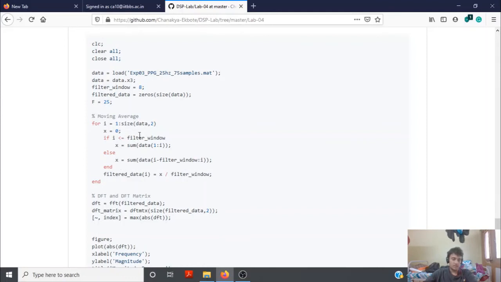And if it's less than a particular size, if it's less than the filter window size, then you only sum to that particular point. Else you sum over that particular point minus the filter window times.